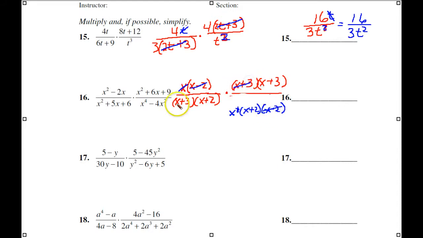x plus 3 with x plus 3 will cancel out there. And then anything else? No. So in my numerator here, I'm going to have x plus 3. And my denominator, I'm going to have an x, and then one of these, or actually two of them. And you could write that this way.